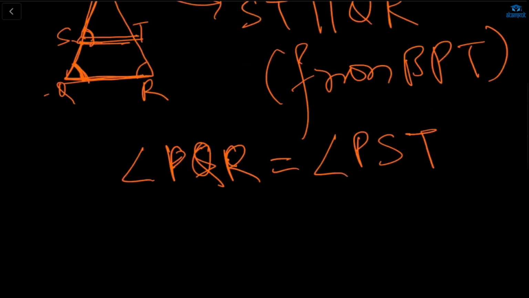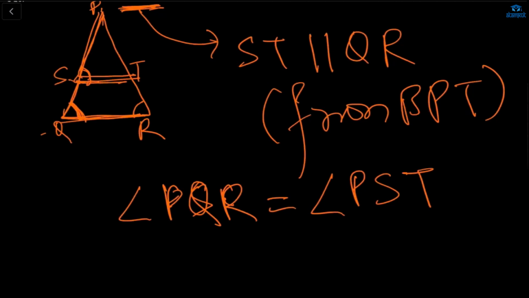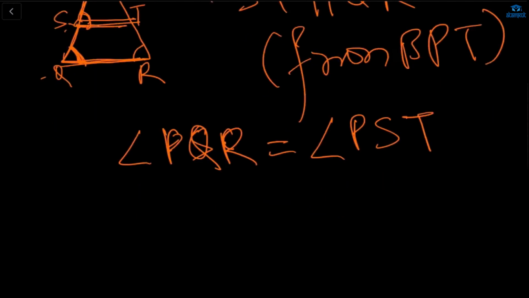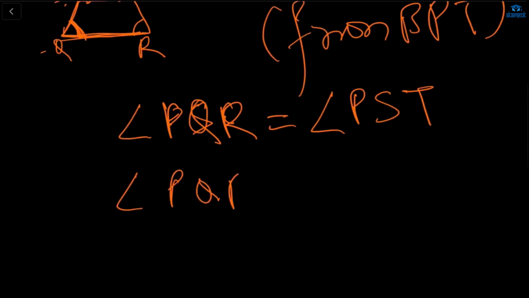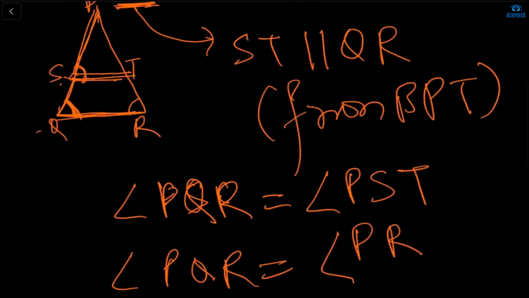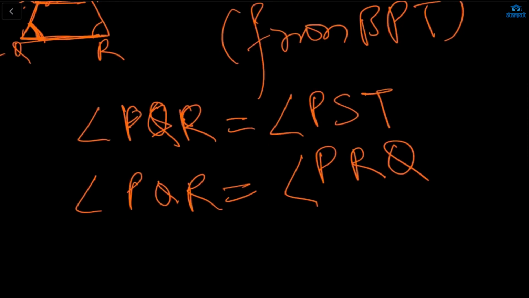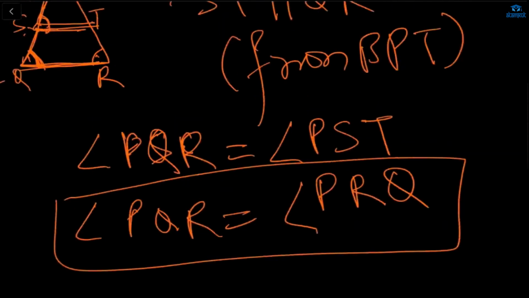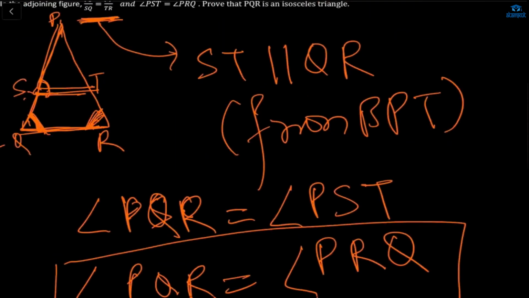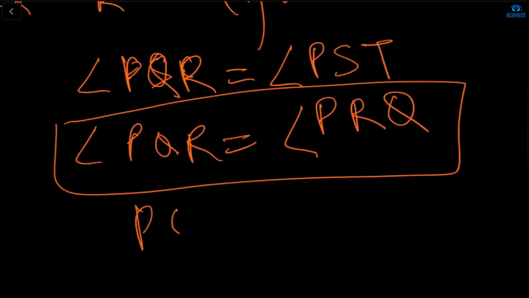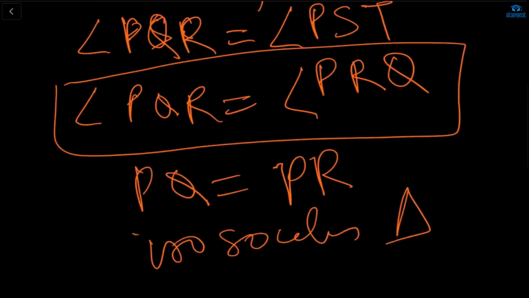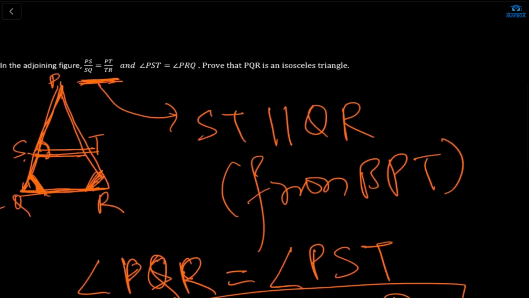Now, we already know that it is given that angle PST is equal to PRQ. That means angle PQR is equal to angle PRQ. Understood? From the relation given to you, we concluded that this angle is equal to this angle, and if this angle is equal to this angle, the corresponding sides will also be equal. That means PQ will be equal to PR. That means it is an isosceles triangle. What are the isosceles triangle criteria? Two of the sides are equal and two of the opposite angles are equal.